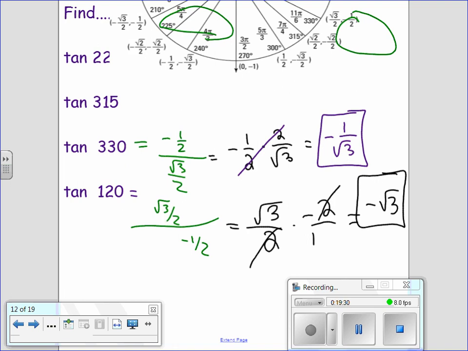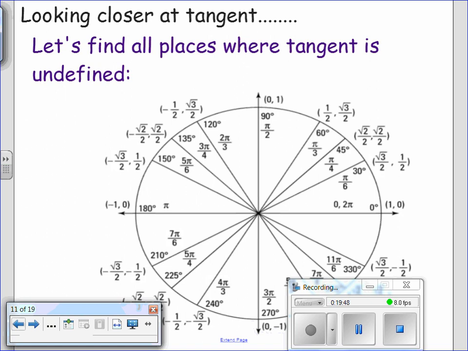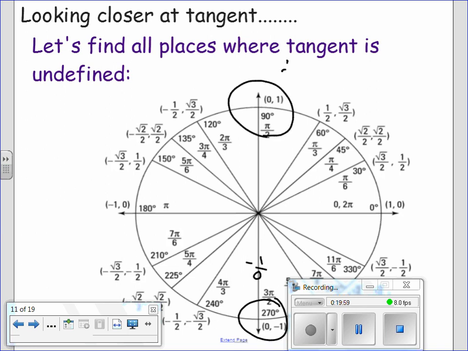And then the very last thing, there are 2 places on the unit circle where tangent is undefined. We already found one of them. It's down at 270. Can you think of any other place where tangent would be undefined? Good. How do you figure that out so fast? So tangent would be undefined here because it would be a negative 1 over 0. And you can't divide by 0. Tangent up here would be undefined because it'd be 1 divided by 0, and you can't divide by 0. And those are the only 2 places where tangents would be undefined.